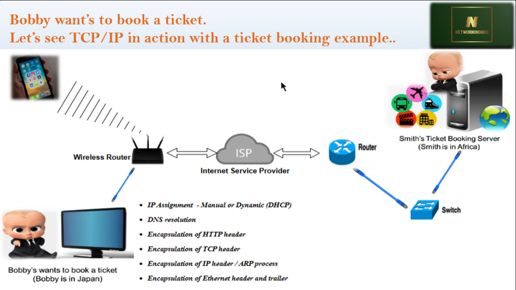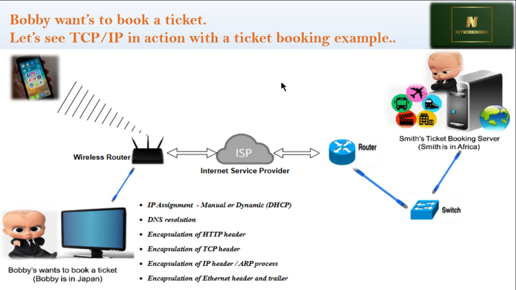In the next videos, we will understand how the URL is resolved into an IP address and stored in the DNS cache. Since Bobby is trying to access the URL www.smithsticketing.com, Bobby's machine needs to retrieve the web page first and later perform the ticket booking. So let's get started with the web page fetching.